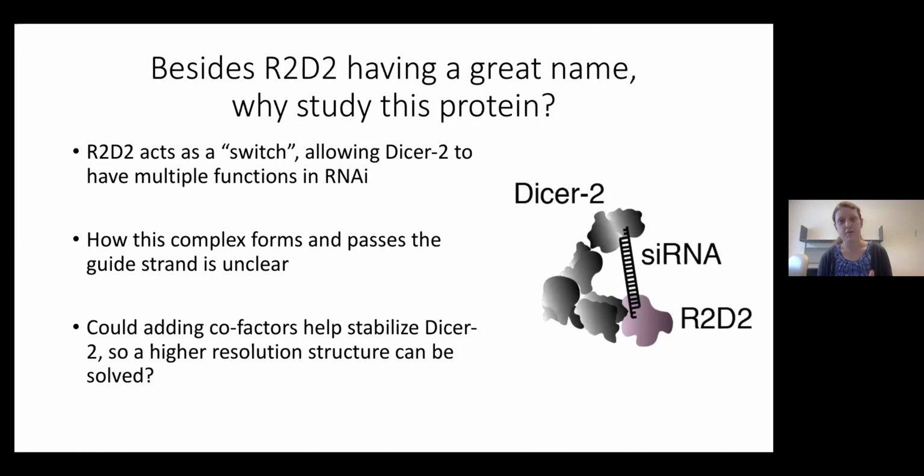Now, besides R2D2 having a great name and the numerous Star Wars memes we can make, why should we study this protein? As I mentioned, R2D2 acts as a switch, allowing the essential protein dicer2 to have multiple functions in RNAi. But how this complex forms and passes the guide strand onto Argonaute2 is unclear, even though this is an essential step in RNA interference. And also, because we're structural biologists, we're curious if adding a cofactor could help stabilize dicer2, so a higher resolution structure can be solved of dicer2 bound to a cofactor and a double-stranded RNA substrate.